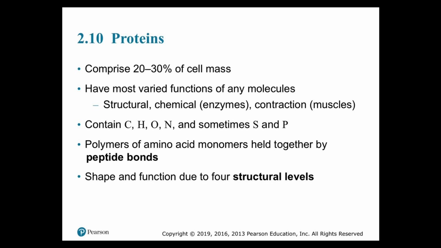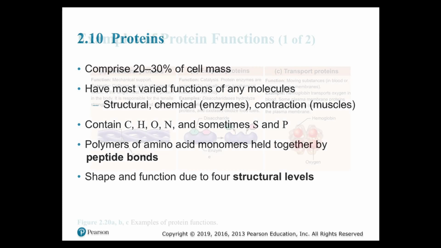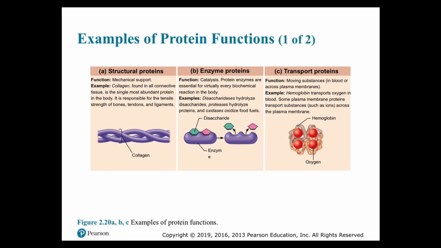Remember, they're polymers made up of subunits or monomers of amino acids, and they're held together by peptide bonds. And the shape and function is due to their four structural levels. Figure 2.20 A, B, and C gives some examples of protein functions. So under the category of structural proteins, the function is mechanical support. An example is collagen. It's found in all connective tissue. It's the single most abundant protein in the body. It is responsible for the tensile strength of bones, tendons, and ligaments.